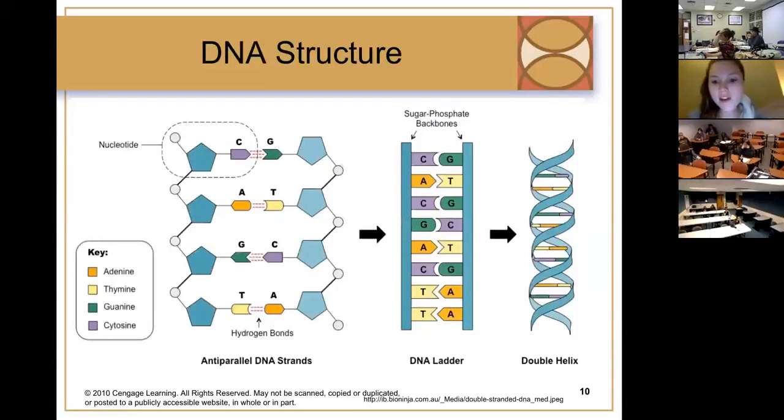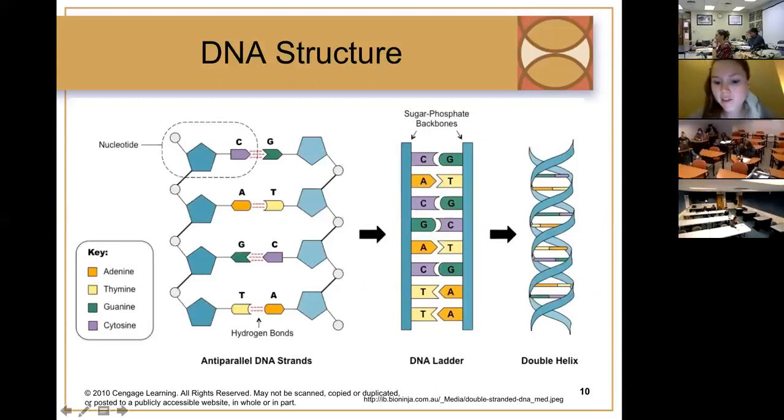So how these are arranged depends on your genetic code, but those pairs will always be the same in everybody's DNA. So C to G and A to T. Once you have that structure, you have this DNA ladder. This blue would just be those sugars and phosphate groups. And then that structure is twisted into what is known as the double helix.